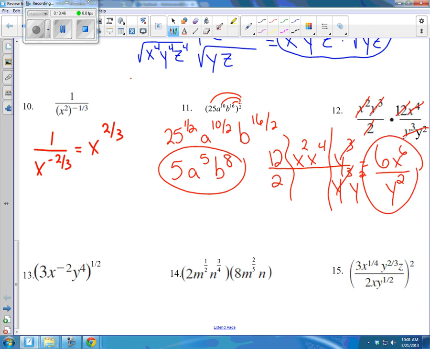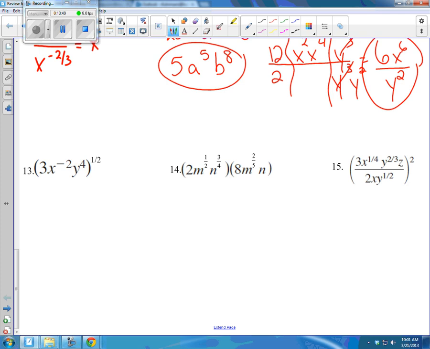All right, 13. I see parentheses. That means I should distribute my exponent to everything in there. So it goes to each of those. So the 3 gets the 1/2. The x to the negative 2nd is multiplied by a 1/2, and the y to the 4th is multiplied by a 1/2. And then I'm going to organize. Again, a 1/2 to the 3 is like a square root of 3, but that doesn't have a perfect square root, so I'll just leave it like that. My x becomes an x to the negative 1st, which says it moves to the bottom. And then my y to the 4/2 is just y squared.